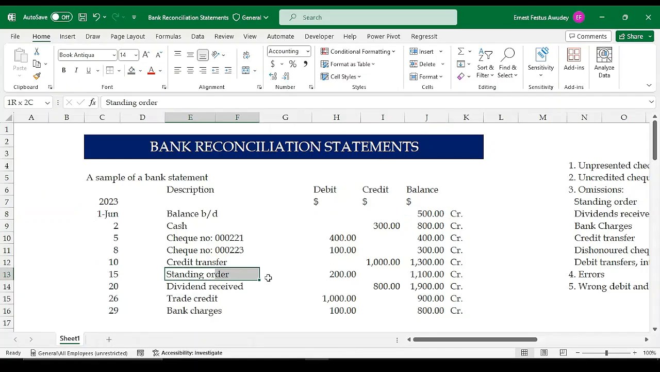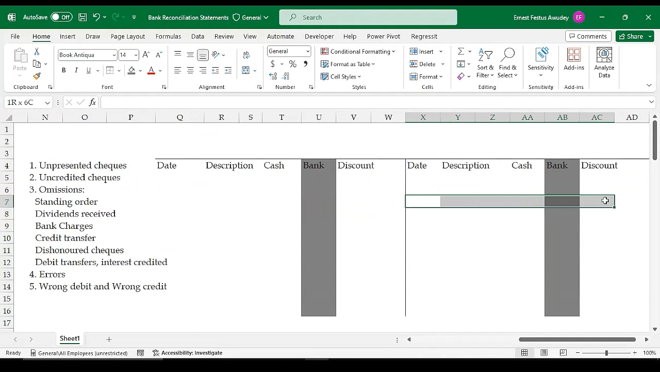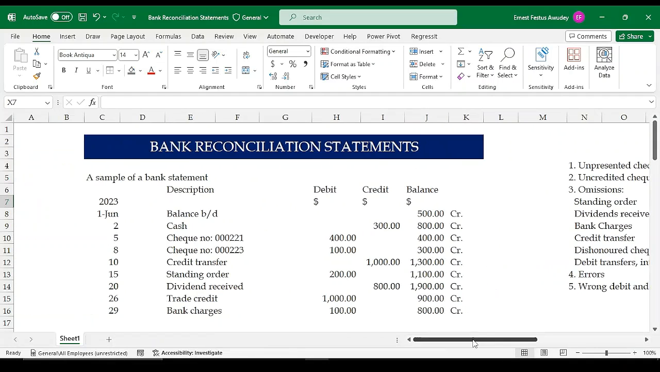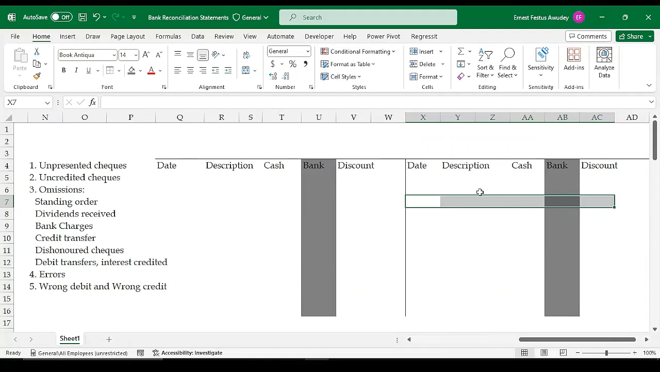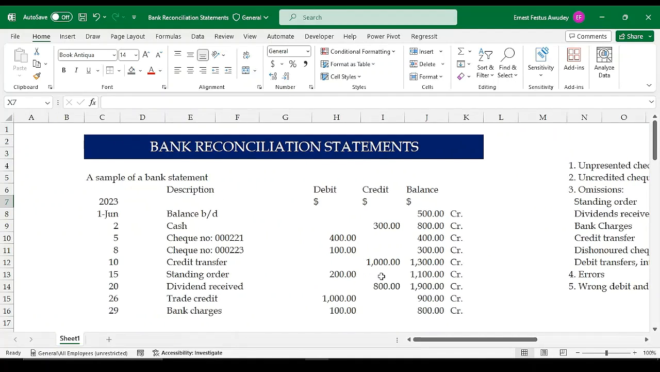And as you can see in the example here, the standing order is debited because it's a payment out of your bank account. And since it's debited here, in our cash book, it's supposed to be credited. All right, so it will be debited in the bank statement, but not in the cash book. So it means that our cash book balance will not agree with the bank statement balance.